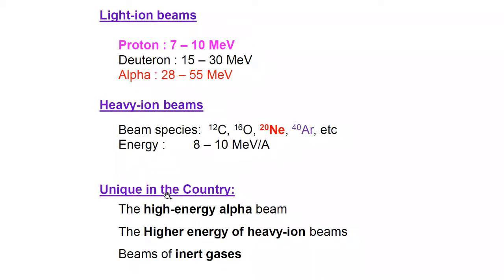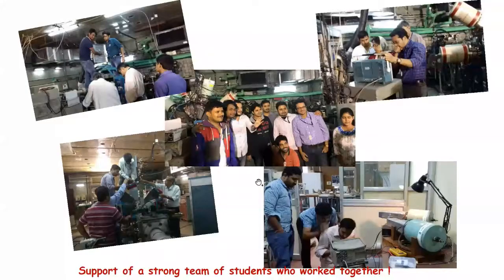So the high energy alpha beam and the high energy inert gas gives us the cutting edge over most of the people. This was one of the slides that I decided to show for INGA. This is the entire group which runs the INGA, and you'll see no gray head or a pot-bellied person, because it's actually run by students and young faculty.